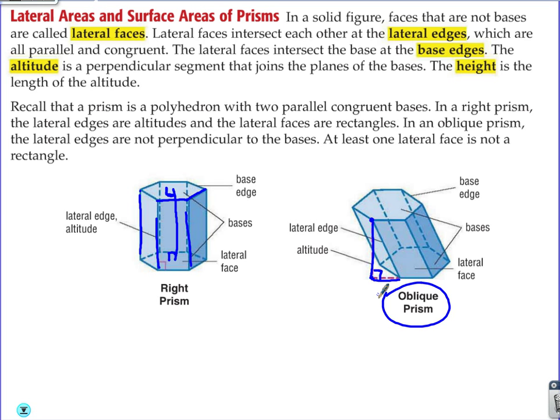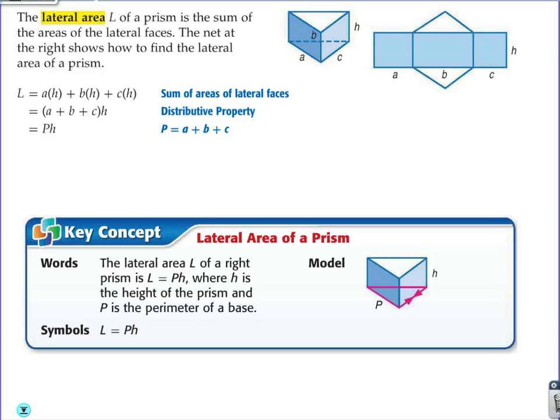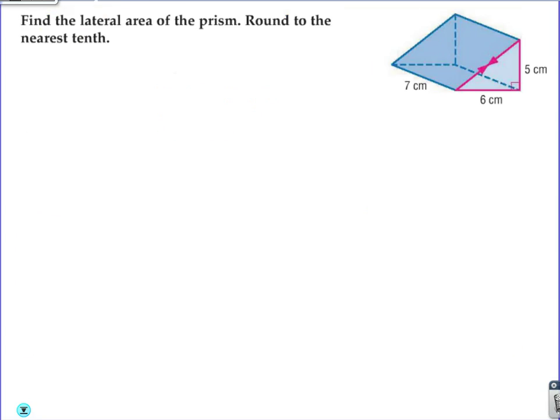A good example is the Leaning Tower of Pisa, which would be an oblique prism. It's not straight up and down, it's leaning a little bit. Here we go, the lateral area. In order to find lateral area, you simply find the area of the sides, not the bases. You see here a piece of cheese, a triangular prism that has been cut apart. These three faces are your lateral faces. To find the lateral area, simply find the area of those three lateral faces, or however many lateral faces there are. Let's work the problem.